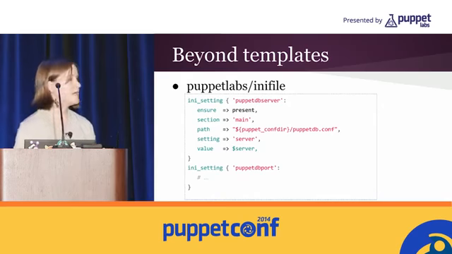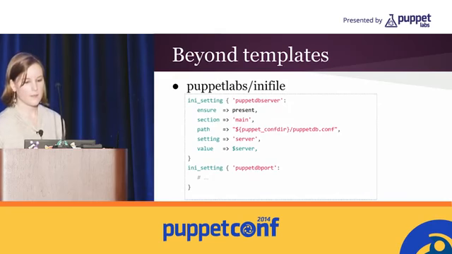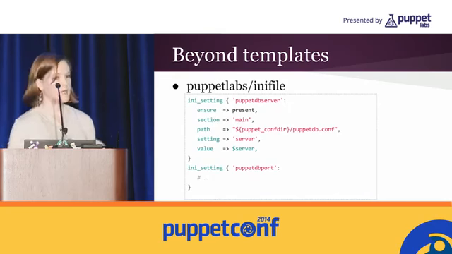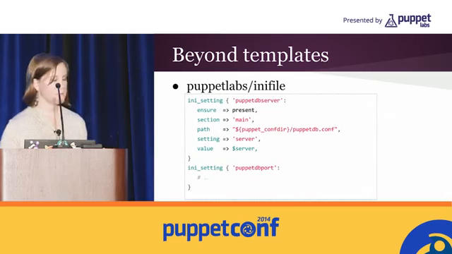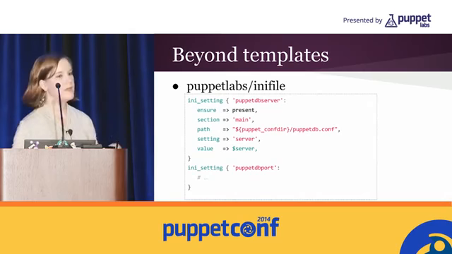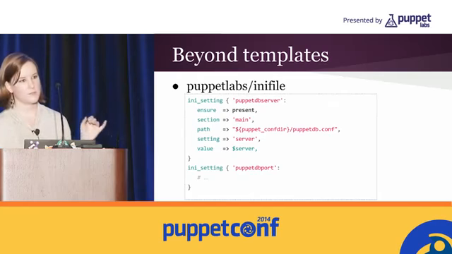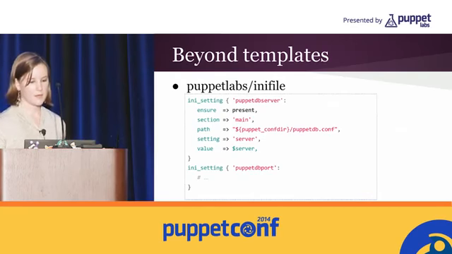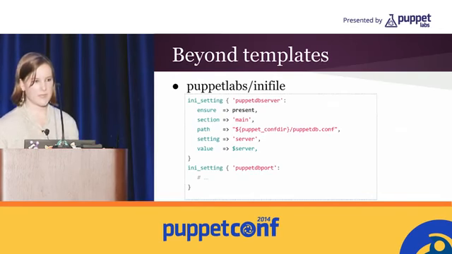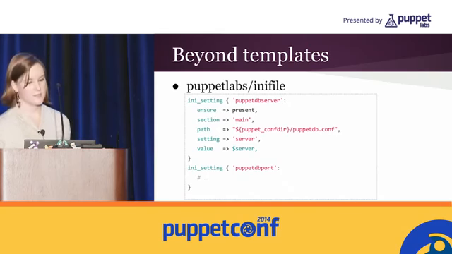Along kind of similar lines, we have the INI file module, which will help you manage INI-style configuration files. So if you have an INI-style config file, you can use this ini_setting type, and it will allow you to set which section you're setting and set these key value pairs for this INI-style file. And Puppet and PuppetDB and OpenStack and a number of other things will use this INI file syntax, so this is very helpful in these cases.